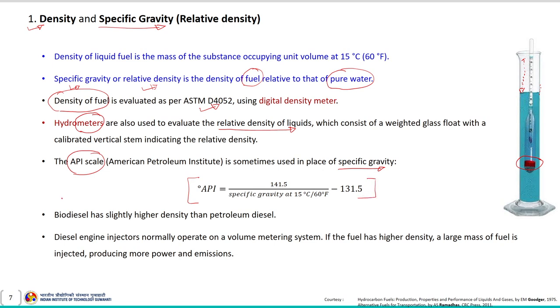The API scale is sometimes used in place of the specific gravity, and it can be estimated using the following expression. Compared to petroleum diesel, biodiesel has slightly higher density, and the diesel engine injectors, which normally operate on a volume metering system, will inject a larger mass of fuel if the fuel has higher density. That eventually results in producing more power, but it also emits more pollutants, which is one of the disadvantages. So, this density value should be limited to its standard value so that it can be used as a fuel in the diesel engine.